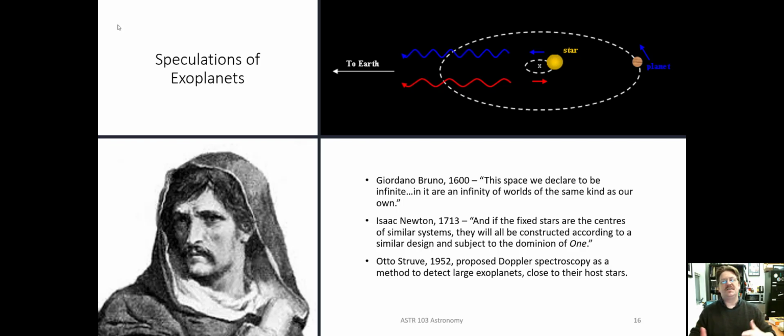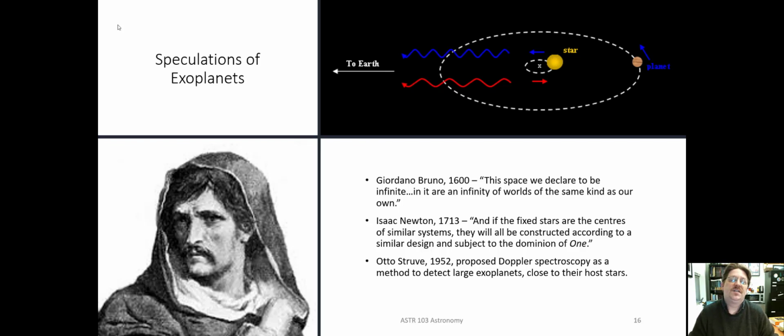Now, back in the 1700s, these were pretty much pie-in-the-sky ideas. These questions could not lead to testable hypotheses, because there would be no way to test them. That changed around 1952 with a gentleman by the name of Otto Struve, and he proposed a rather ingenious method called Doppler spectroscopy.